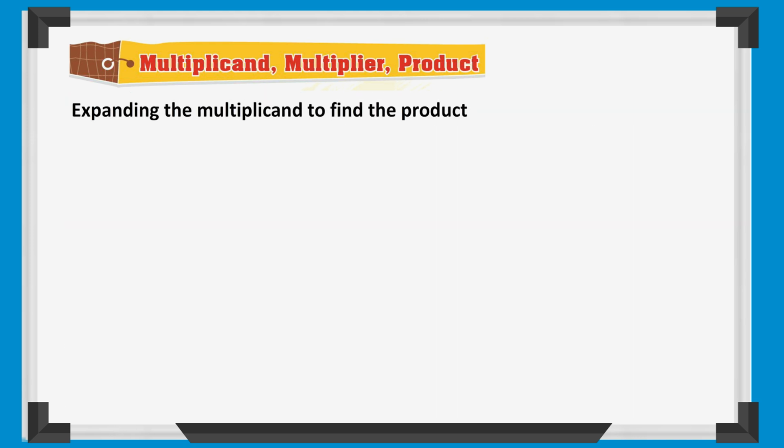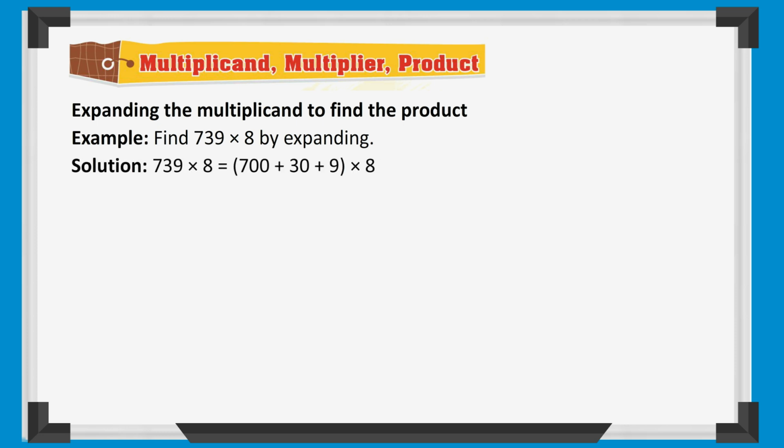Expanding the multiplicand to find the product. Example: find 739 times 8 by expanding. Solution: 739 times 8 equals 700 plus 30 plus 9 times 8 equals 700 times 8 plus 30 times 8 plus 9 times 8 equals 5,600 plus 240 plus 72 equals 5,912.